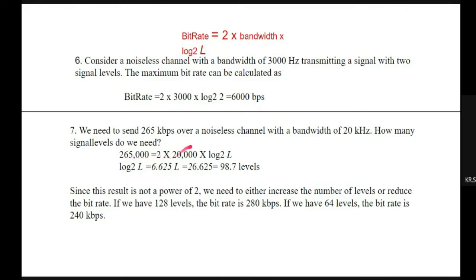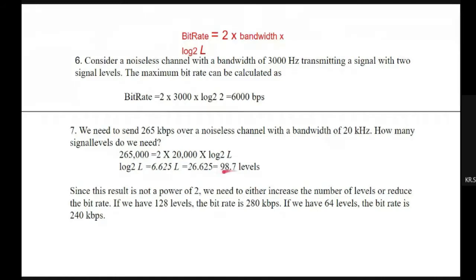So 2 into 20,000 into log 2 of L. We have to find the L value, right? This is a 20 kilohertz bandwidth, so 20,000 and log 2 of L. Then we can calculate and find the final L value, 98.7 levels.